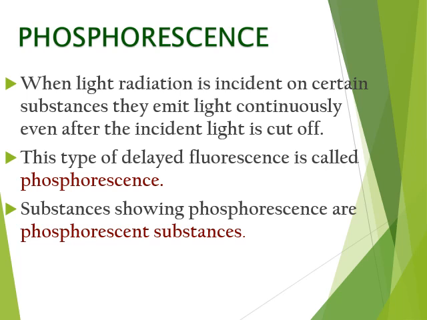In phosphorescence, when light radiation is incident on a certain substance, it emits light continuously even after the incident light is cut off. This type of delayed fluorescence is called phosphorescence. In this case, the emitted light is in the range of ultraviolet radiation. In fluorescence, the emitted light is in the range of visible radiation. The substance showing phosphorescence is a phosphorescent substance, and the time required for a compound to show phosphorescence is 10 to the power of minus 4 to 20 seconds.